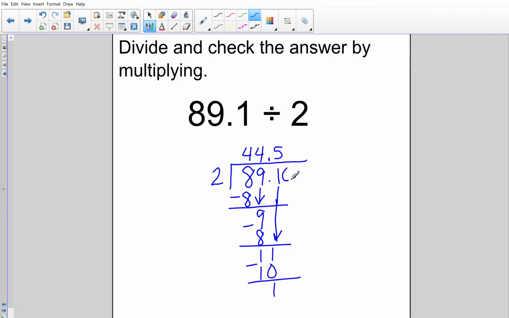So I can add as many zeros as I want to after the problem and then keep using them. So this gives me 10 exactly, and 2 goes into 10 5 times exactly. So then this would be my decimal solution.